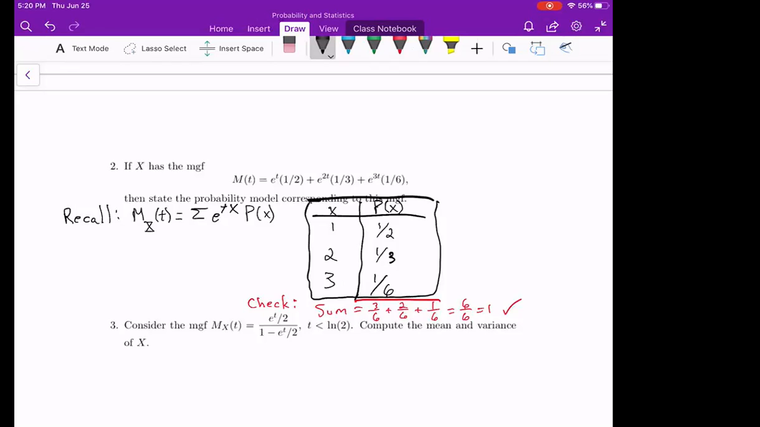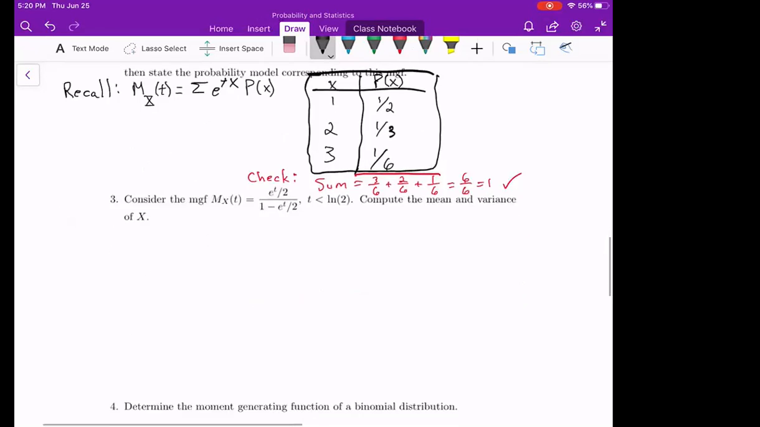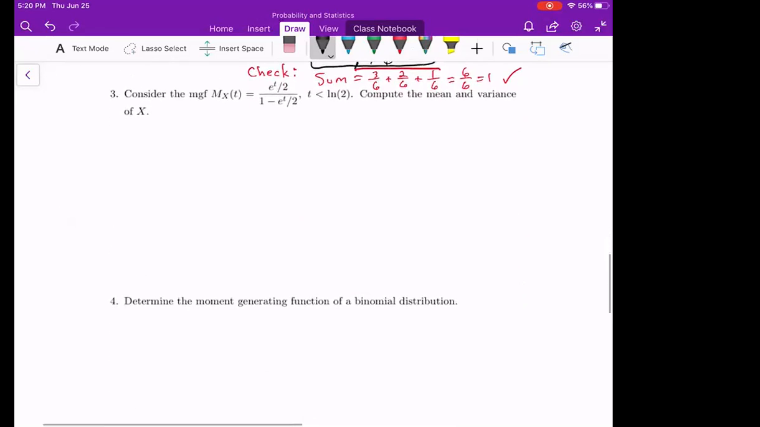All right, let's look at number 3 then. Number 3 says, consider the MGF that is given here. e to the t over 2 is the numerator, 1 minus e to the t over 2 is the denominator. t has to be less than the natural log of 2. So that's all given here. And we want to compute the mean and the variance of x.